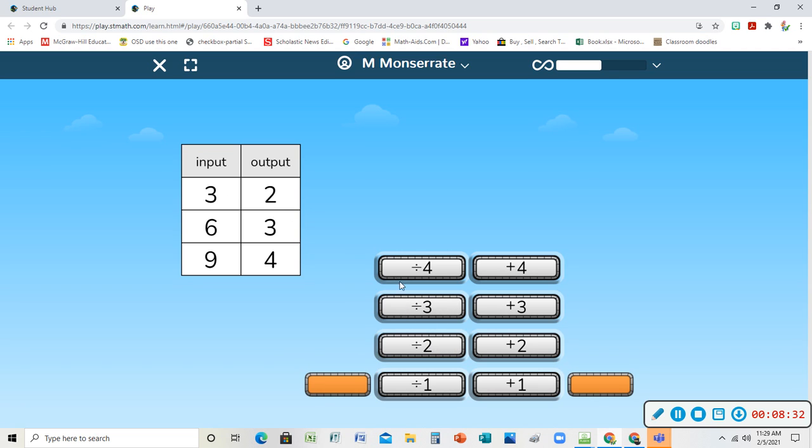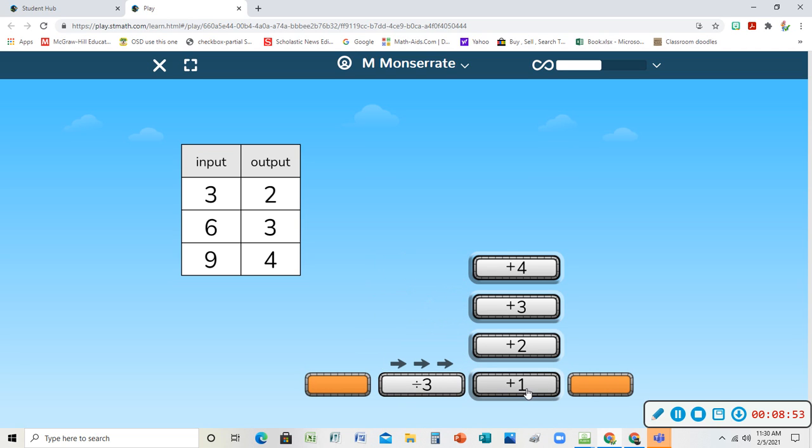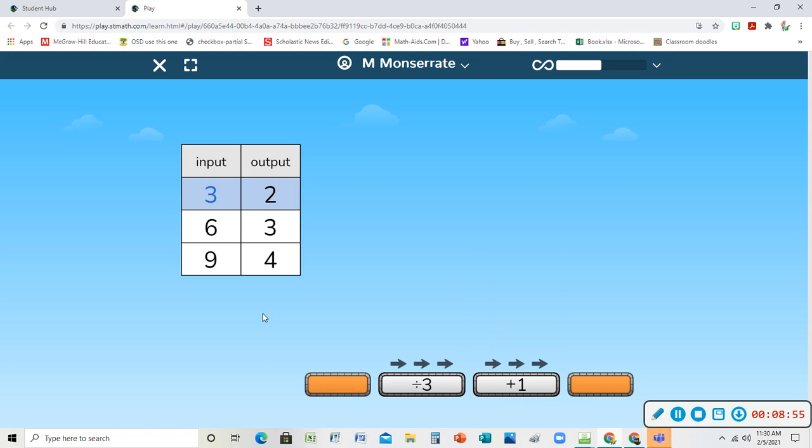I'll do this one. 3 divided by 3 is 1. Right? 3 divided by 3 is 1, and 1 plus 1 is 2. So I'm going to try this now. Divide by 3 and then add 1. So 6 divided by 3 is 2, plus 1 is 3. 9 divided by 3 is 3, plus 1 is 4. So that's going to be my pattern. Divide by 3 and then add 1.